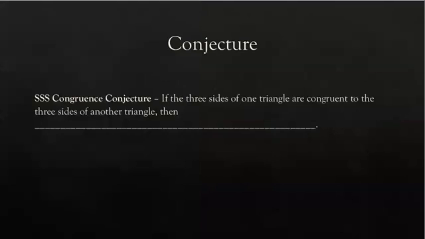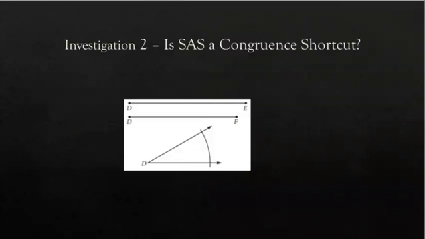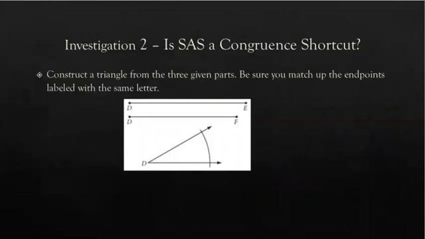So my conjecture is the side, side, side congruence conjecture. If the 3 sides of one triangle are congruent to the 3 sides of another triangle, then the triangles are congruent. So side, side, side is a congruent shortcut. Let's look at another one. How about a side angle side?